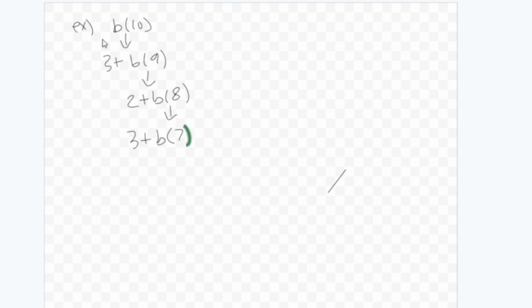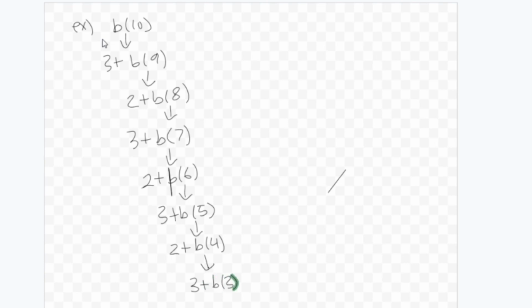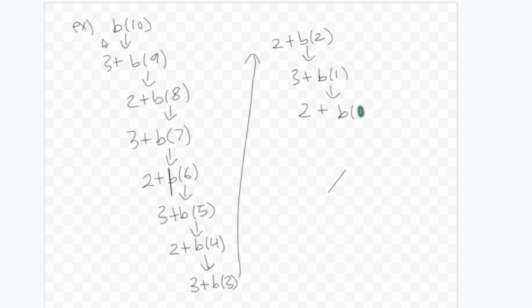Since 7 is an odd number, it's going to again return 2 plus B of 6. Since 6 is an even number, it's going to return 3 plus B of 5. Since 5 is odd, it's going to return 2 plus B of 4. 4 is even, so 3 plus B of 3. Since 3 is odd, it's going to return 2 plus B of 2. 2 is even, so it's going to keep going: 3 plus B of 1. Since 1 is odd, it's going to return 2 plus B of 0.